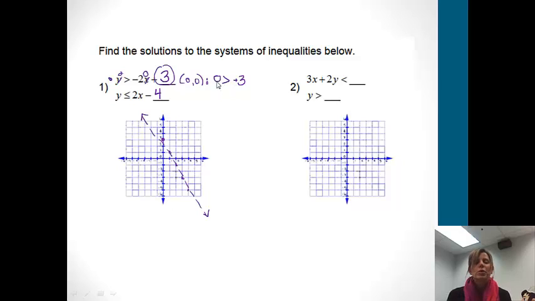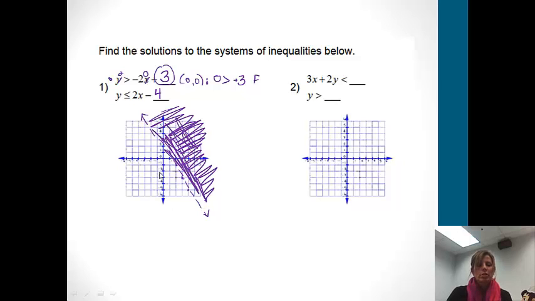Okay, so now we need to think, does the mouth eat the bigger number? No, it does not. This is a false statement. So we are not going to shade the side of the line with 0, 0. We're going to shade the other side, and it will be important that we shade as much of it as we can.